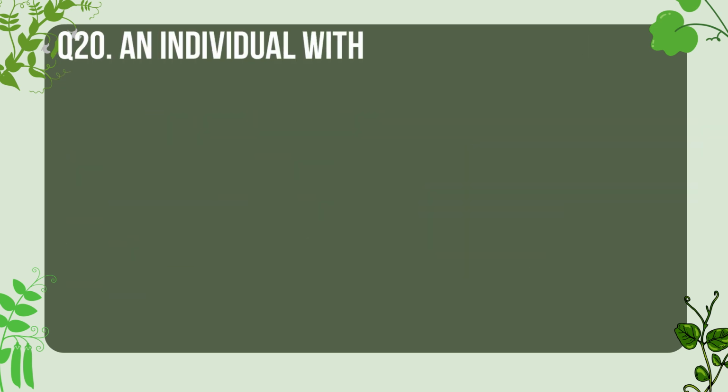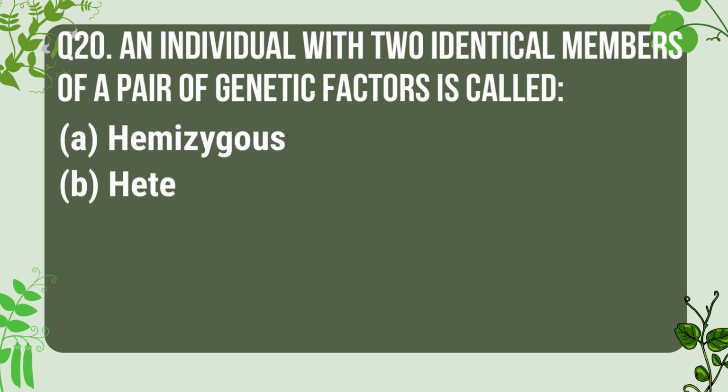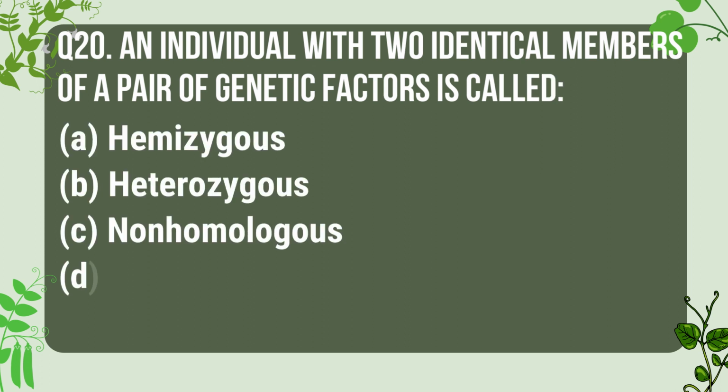An individual with 2 identical members of a pair of genetic factors is called A. Hemizygous. B. Heterozygous. C. Non-homologous. D. Homozygous.